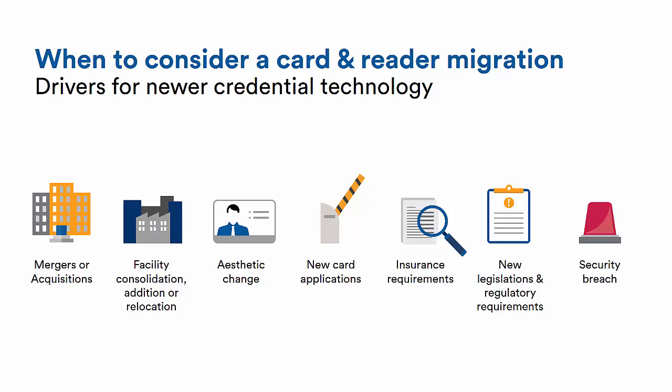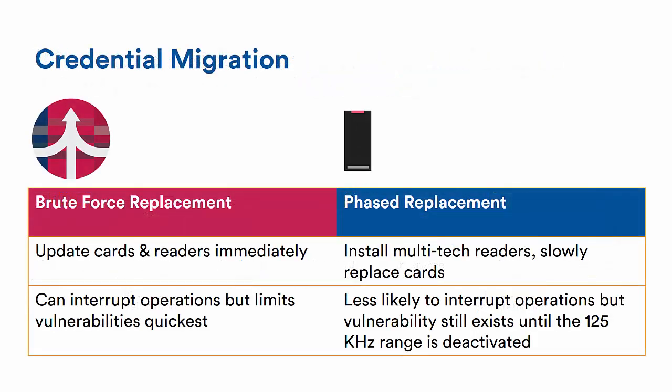So, there are a few ways to go about a credential migration. One option is a brute force migration, which involves a short period of time. All credential holders return their old cards to their badge office or to the reception, and they are immediately granted their new cards. During that transition, the reader must be replaced. This is recommended when business operations are not at peak, like say during the summer for a school. Conversely, this limits the vulnerability the quickest.